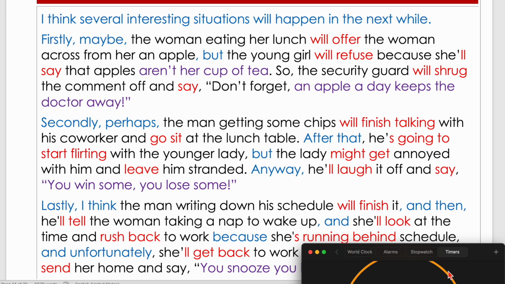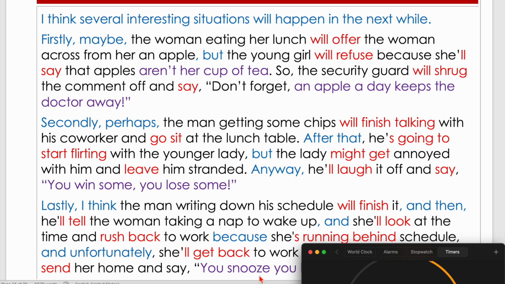I think several interesting situations will happen in the next while. Firstly, maybe the woman eating her lunch will offer the woman across from her an apple, but the young girl will refuse because she'll say that apples aren't her cup of tea. So the security guard will shrug the comment off and say, "Don't forget, an apple a day keeps the doctor away." Secondly, perhaps the man getting some chips will finish talking with his coworker and go sit at the lunch table. After that, he's going to start flirting with the younger lady, but the lady might get annoyed with him and leave him stranded. Anyway, he'll laugh it off and say, "You win some, you lose some."